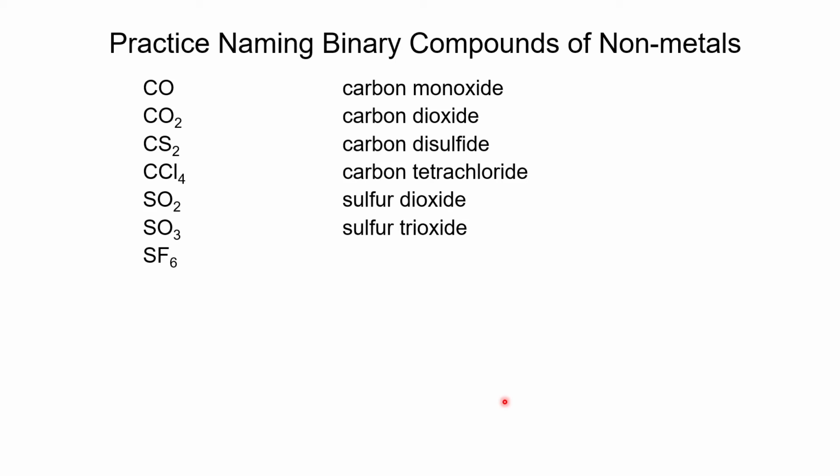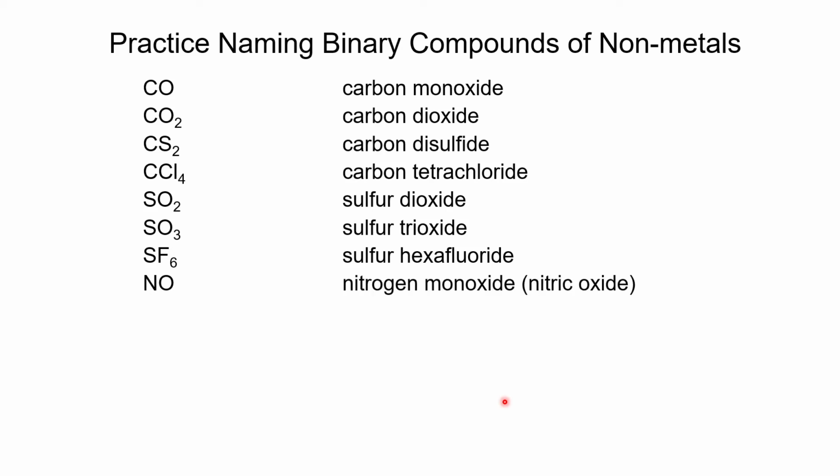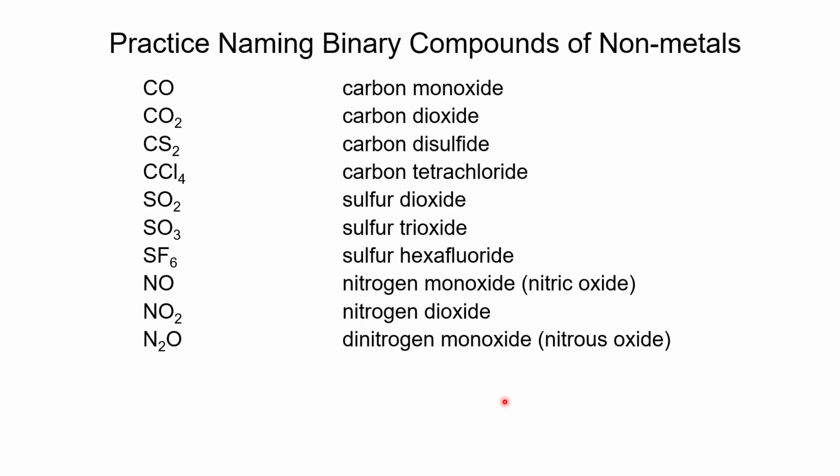SF6, sulfur hexafluoride. NO, nitrogen monoxide. That's also nitric oxide, which is dangerous in high quantities, but it's actually an important neurotransmitter. Interesting. All right, NO2, nitrogen dioxide. That's that brown gas I showed you when I dissolved that penny in nitric acid. N2O, that is dinitrogen monoxide, also called nitrous oxide in an old naming system. And it is laughing gas.